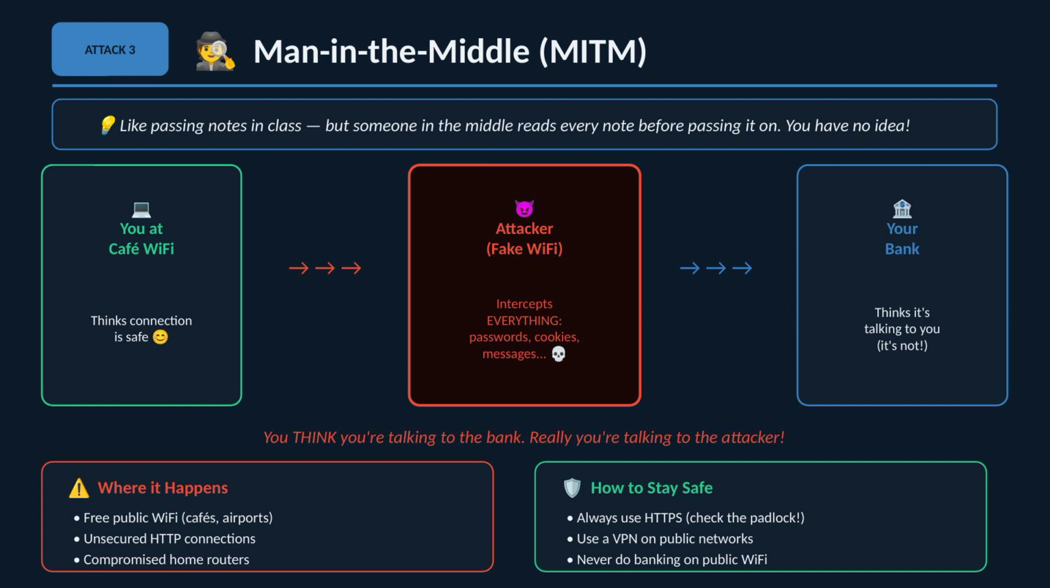Think of it like passing notes to a friend in class, but someone in the middle intercepts every note, reads it, and passes it on. You have absolutely no idea it is happening. Man-in-the-middle attacks happen most on public Wi-Fi, at cafes, airports, and hotels, on unsecured HTTP connections, and on compromised home routers. To stay safe, always use HTTPS and check the padlock. Use a VPN on public networks, and never do banking or sensitive logins on public Wi-Fi.